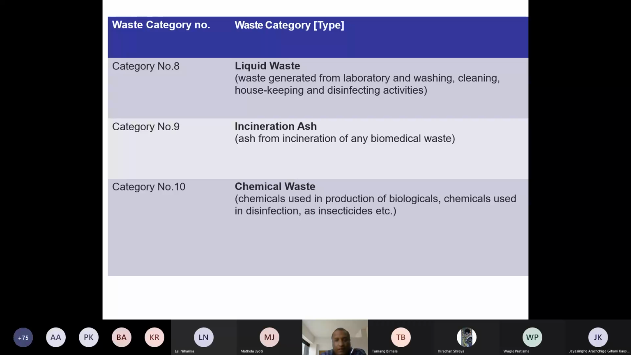Category number 8 is liquid waste. In general, waste also includes what cleaners and sweepers handle: waste generated from laboratory washing, cleaning, housekeeping and disinfecting activities. So these are also waste. Then incineration ash. In every hospital there should be an incinerator. You know what an incinerator is?